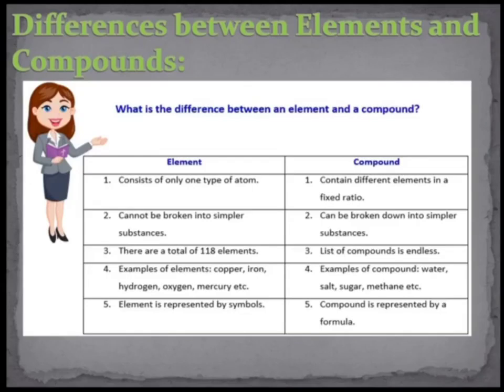There are a total of 118 elements, whereas in compounds the list is endless. Examples of elements are copper, iron, hydrogen, oxygen, mercury, etc. Examples of compounds are water, salt, sugar, etc. An element is represented by a symbol, whereas a compound is represented by a formula.